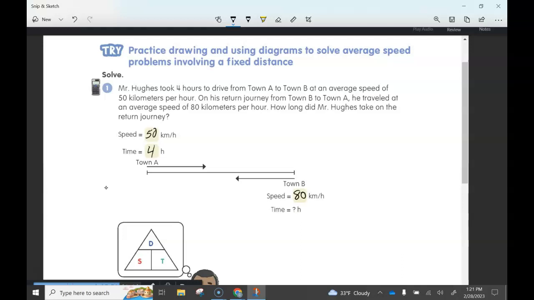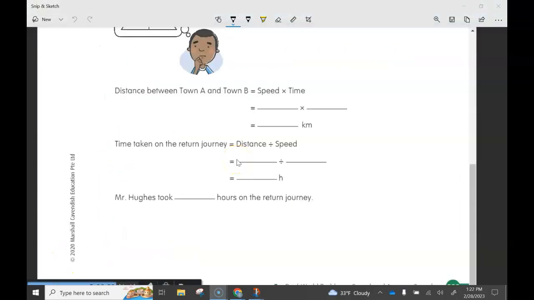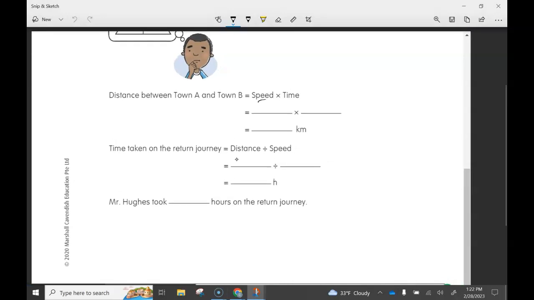How long did Mr. Hughes take on the return journey? So we've got to think about that. We know a couple things and we're trying to find a few things out. So we take the information that we have. From town A to town B, 50 kilometers per hour multiplied by 4 hours. So it's a total of 200 kilometers there. So 50 times 4 equals 200.